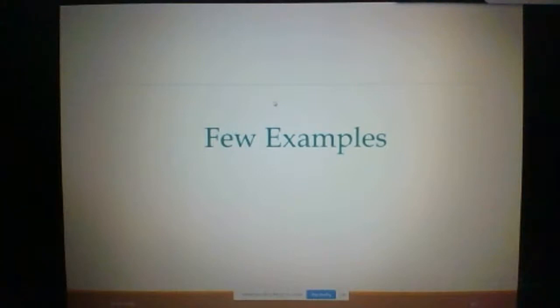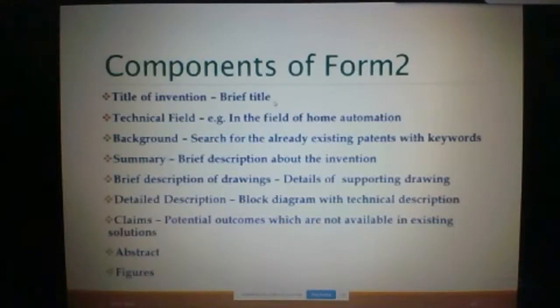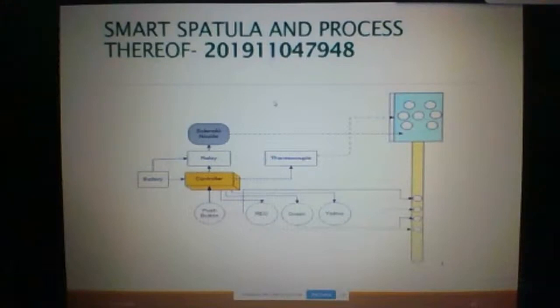And now a few examples I'm just going to discuss, which were developed by us, not by me. It's a teamwork, multidisciplinary teamwork. Yes, this is the first patent. The number is also written over here. If anybody wants to see the detail, you can have a look at the number, put it on that website and search it out.